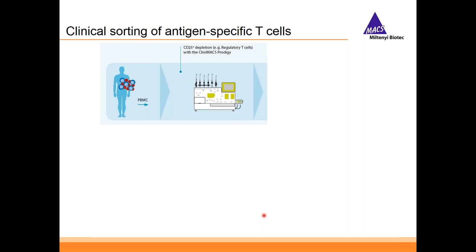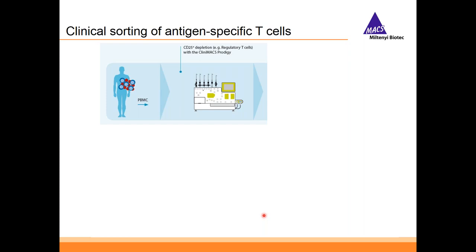Then they use another device from Miltenyi Biotec, the CliniMACS Prodigy, which also works via a magnetic depletion of the cells. And you can also afterwards use this system to culture cells and to generate cells of your interest. In this case, it was simply used to deplete CD25 positive T cells with a Prodigy.